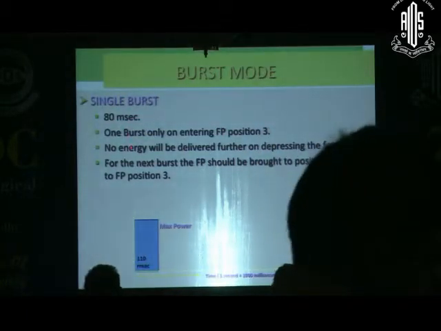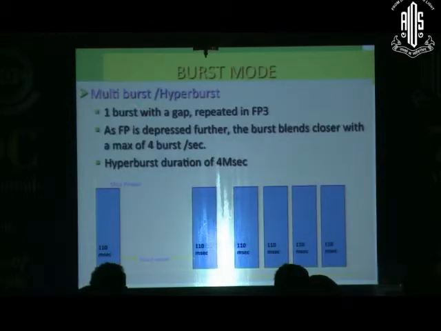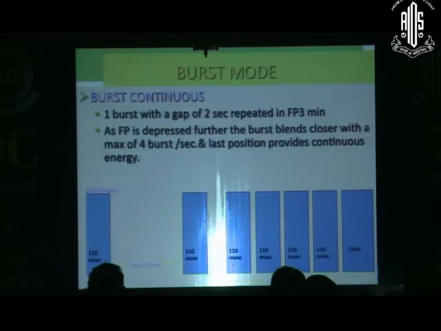So in the single burst, there will be only one burst on entering foot pedal position 3. If you want another burst, you have to go into position 2 and come back to position 3 to get the next burst. In the multi-burst or the hyperburst, you will have a burst with a gap, and you can set that timing. It gets repeated up to 4, and once you keep depressing the foot pedal, you will get a maximum of 4 bursts per second. In the burst continuous, you will have a burst, and as you keep pressing the foot pedal, the time between the bursts decreases till you go into a continuous.